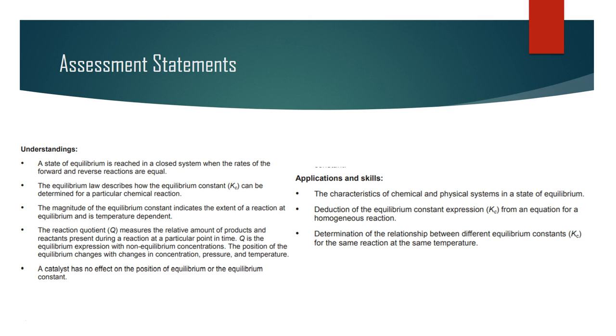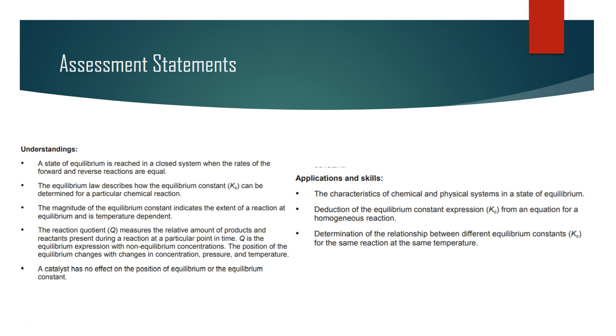We're now in the realm of looking at this system here, where the equilibrium law describes how the equilibrium constant Kc can be determined for a particular chemical reaction, talking about the magnitude of the equilibrium constant equaling the extent of a reaction, and then also looking at the reaction quotient and what that means for Kc.